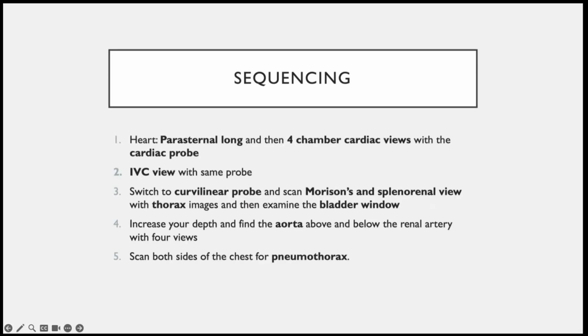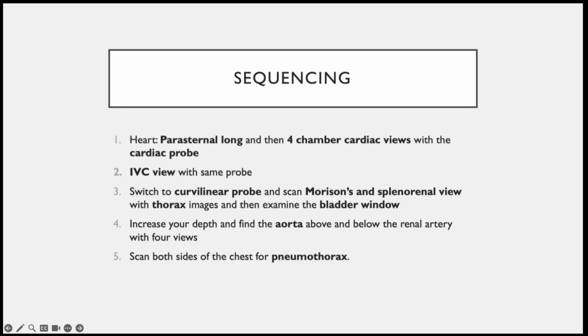So, sequencing of this exam: you'll start at the heart, you'll get your parasternal long view, and then your apical four-chamber view with your cardiac probe. You'll then proceed to the IVC with the same probe. You can switch to the curvilinear probe and scan Morrison's pouch with the splenorenal view and get those thorax images as well. And then you'll proceed to examine the bladder window.